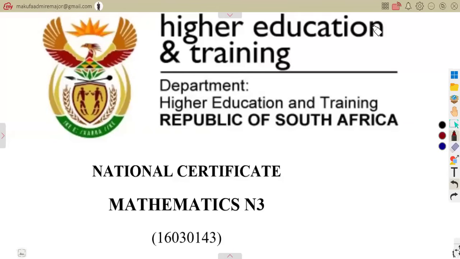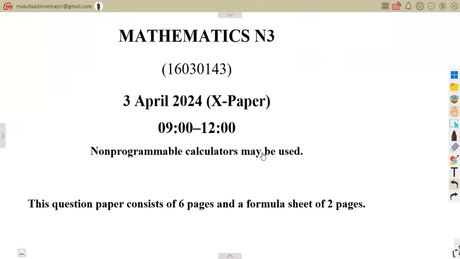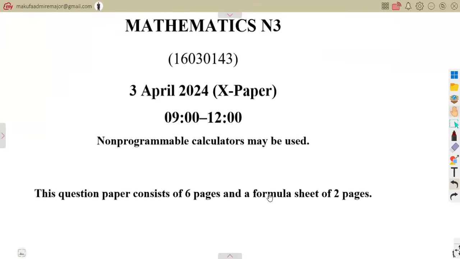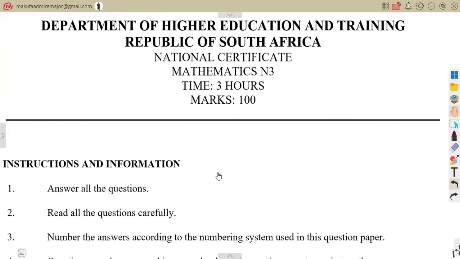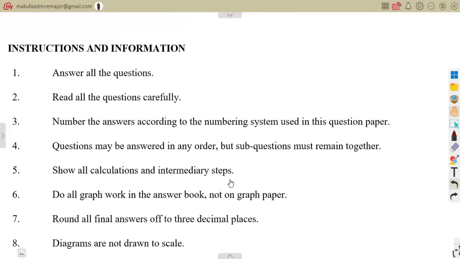Okay, guys, let us consider this question paper, which was written in the April 2024 exams, so that we can see how we're supposed to attempt these typical questions as we are preparing for the exams which are ahead of time. So make sure that you catch up one or two things, because in most cases they do repeat these typical exam questions.